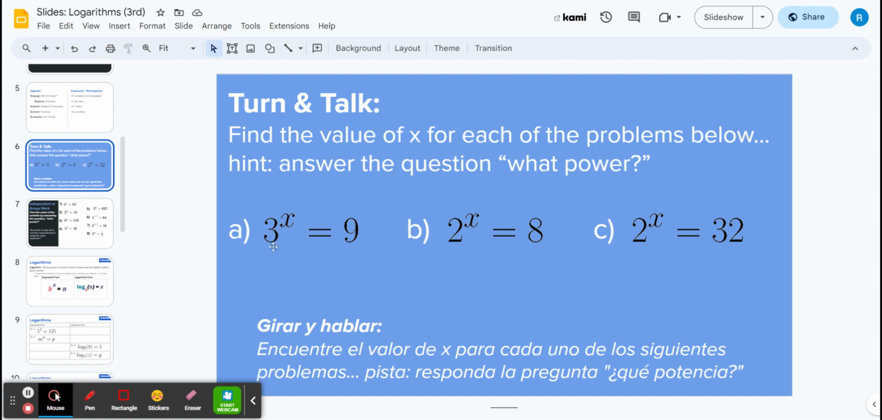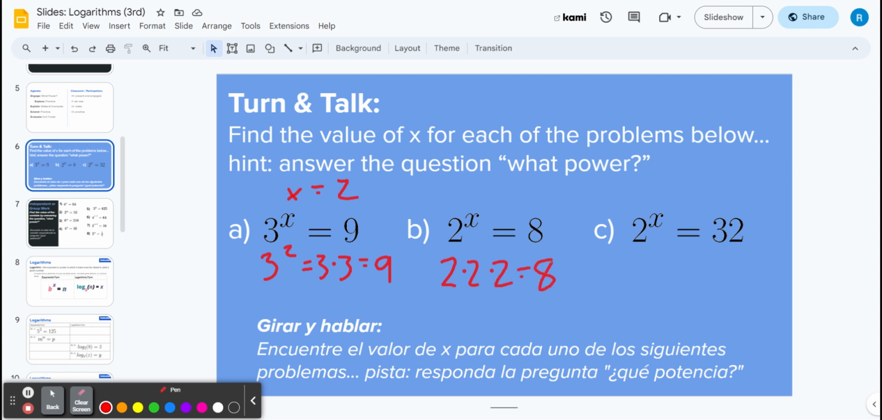So this first one, 3 to the x power equals 9. And we should know that x equals 2 here. We know that because if we did 3 to the second power, we would get 3 times 3, and that would equal 9. We can similarly find 2 to the x power equals 8. What power does 2 need to be raised to equal 8? If I take 2 times 2 times 2, that gives me 8, and I use 1, 2, 3 2's in a row to multiply to that, so x equals 3 there.